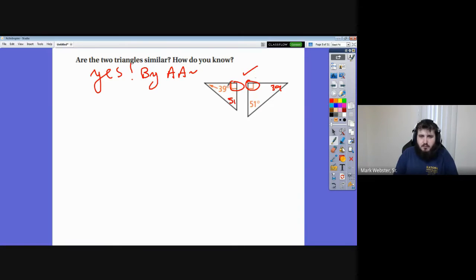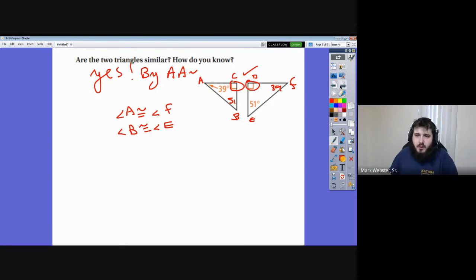And how do we know? Well, here they didn't have us label. Sometimes what I'll do is I'll label these myself. And then again, if you're doing this, you can pick two. Angle A is congruent to angle F. Angle B is congruent to angle E, right?